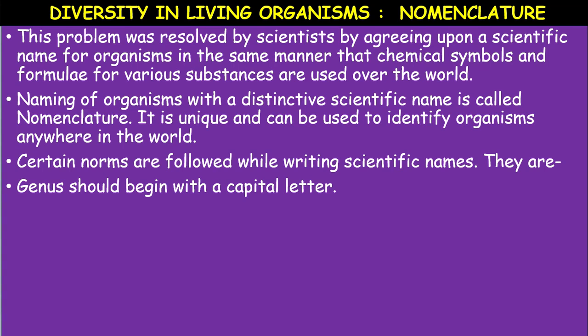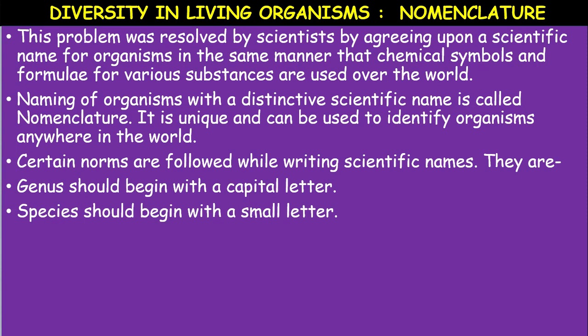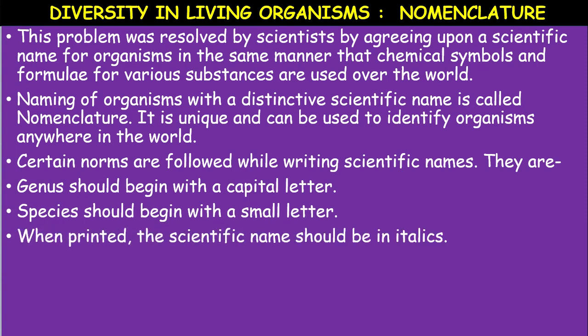Okay, the scientific name, binomial nomenclature, was introduced by Carolus Linnaeus. The two names are there. The first one is the genus name and the second name is the specific name. The genus name always starts with a capital letter and the species should begin with a small letter. When printed, the scientific name would be in italics. Okay, the scientific name should be in italics when we print.